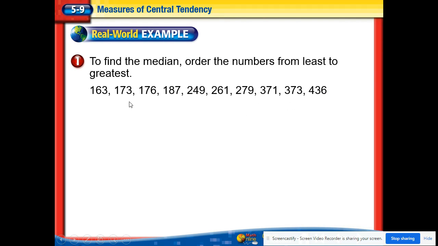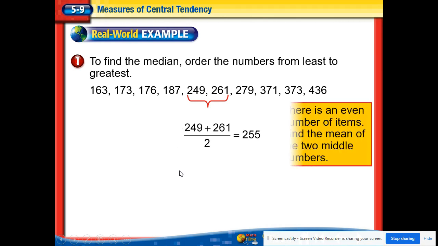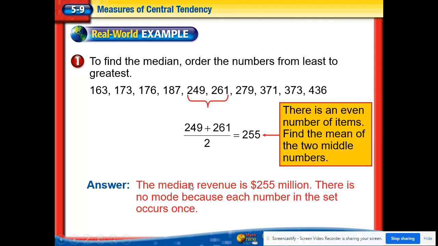Now there's 10 of them. So when you start canceling things out, left, right, we're going to be left with 2 in the middle. Now remember, when there's 2 in the middle, just add them together and divide by 2. So 255 is the median. Now notice 255 is not one of our numbers. That's okay. It is possible to have that. And then in terms of mode, we've already listed them all out so we can see if there's any repeat. And none do. And so we tend to say this is no mode. So the median is 255 and there is no mode because each of them only occurs once.